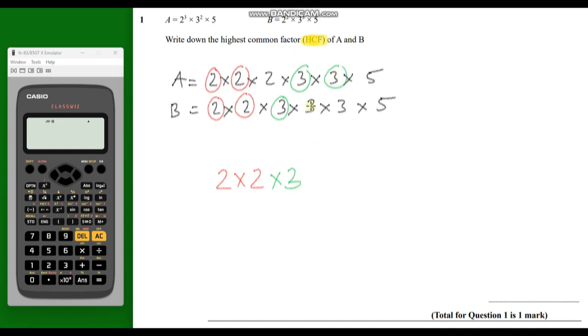They've also got another 3. So we can multiply by another 3. They don't have any more 3's in common. But finally, they do have a 5 in common. So this is what they've got in common. They've got a 2 times 2 times 3 times 3 times 5.